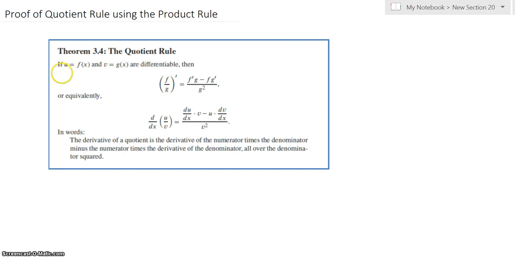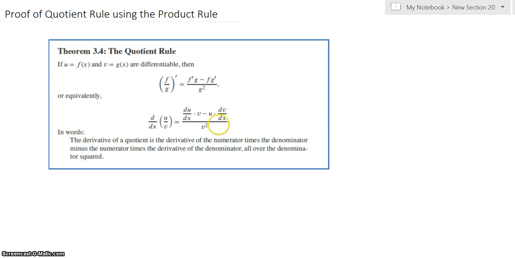And what is it? Well, if u is equal to f of x and v is equal to g of x, and they're both differentiable, then the derivative of f divided by g is the derivative of f times g minus f times the derivative of g, all over g squared, believe it or not. Again, a common mistake would be just the derivative of the top divided by the derivative of the bottom. It's just not so, and we will see in our proof in a minute.